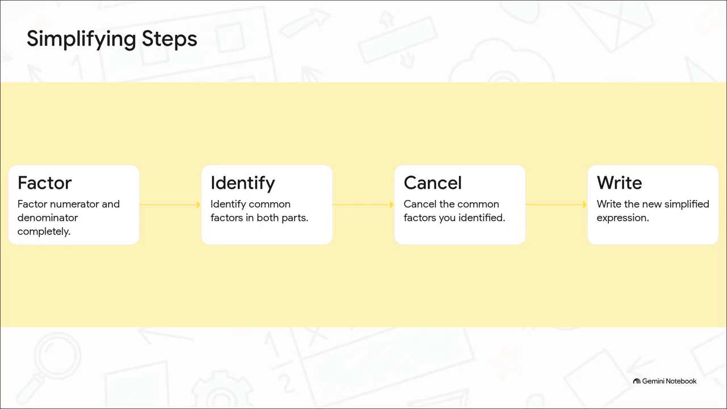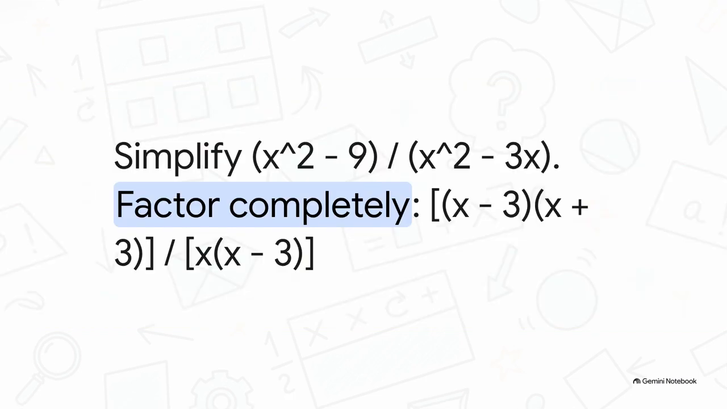Step 2, identify common factors. We just scan the top and bottom to find matching packages. Step 3, cancel those common factors. Once we find the exact matches, we cross them right out. And step 4, write your new simplified expression. That's the whole shebang. 4 really straightforward steps. If you follow these sequentially and just take your time, you are never going to get lost. Let's put this into practice right now.